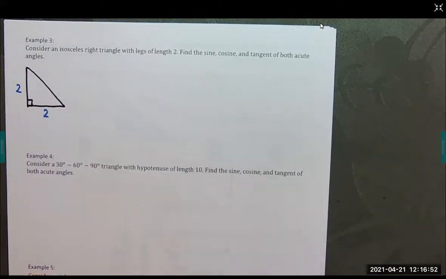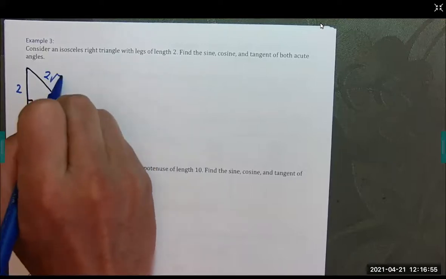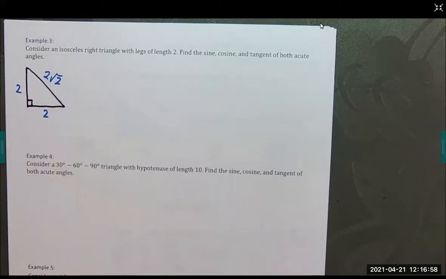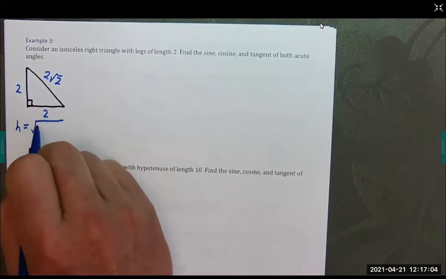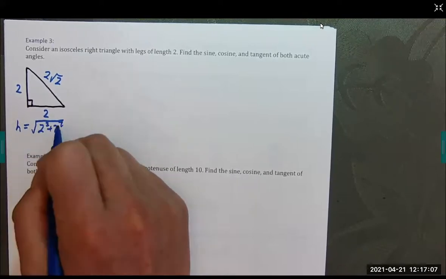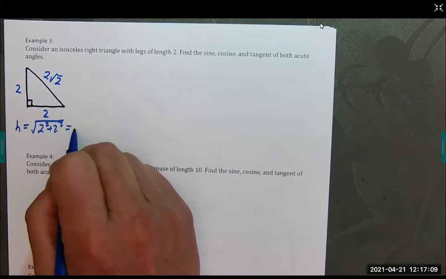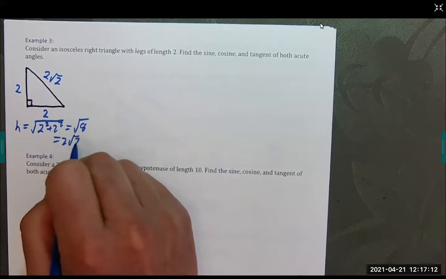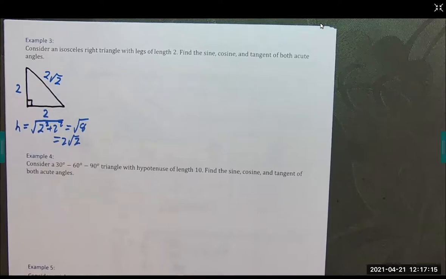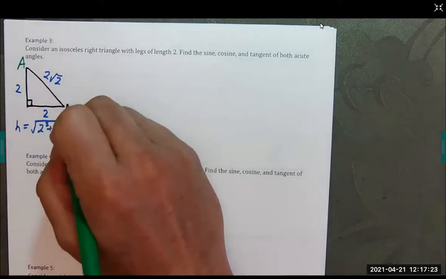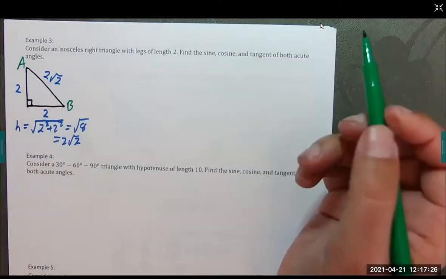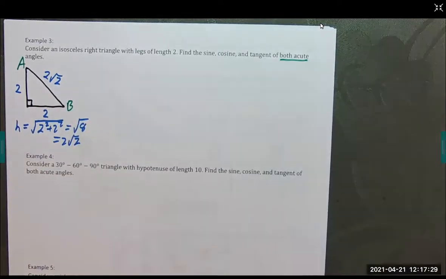Either way, what we get for the hypotenuse is 2 root 2. And I'll work that out down here. So I'll call that h again for the hypotenuse. It's going to be the square root of 2 squared plus 2 squared, which is 4 plus 4 is 8, which is 2 root 2. So that's where our hypotenuse comes from. And I'm going to call this one A, this one B. Here's our two acute angles, both acute angles. And I call them A and B. So let's find the three trig functions for both of them. So we'll start with angle A.